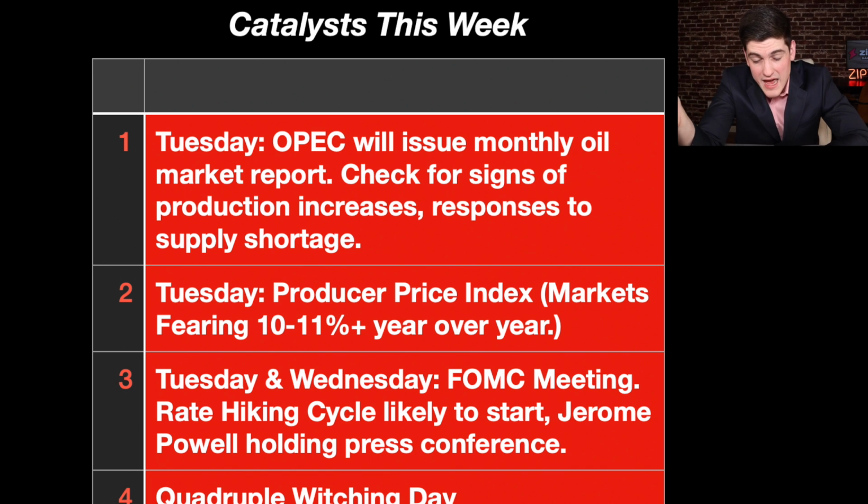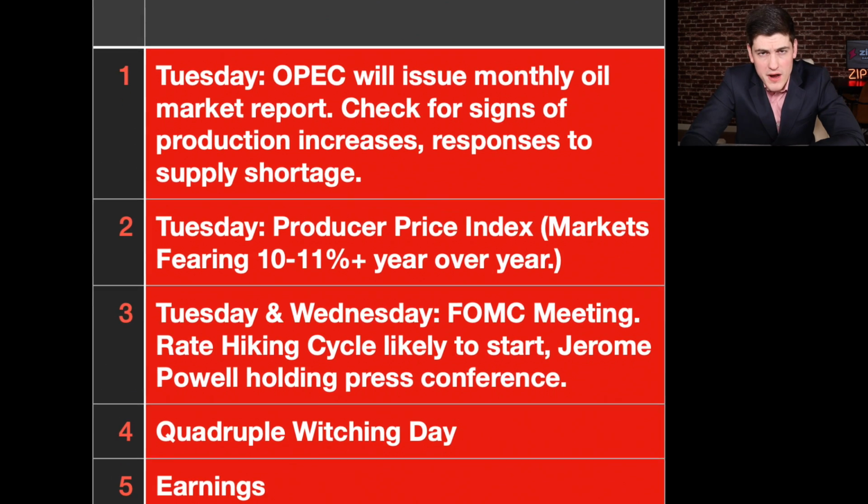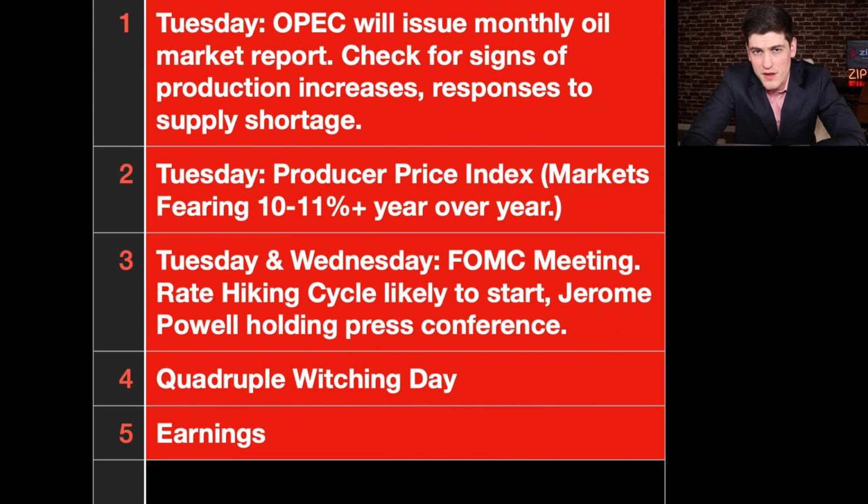Then you have Tuesday, the producer price index. Markets are fearing maybe 10-11% plus year over year. That would be very red hot and continuing a broader trend. I almost think that 10% might be a little bit lower than what people are expecting. Anything above that's going to be red hot. Tuesday and Wednesday are the much anticipated FOMC meeting. The rate hiking cycle is likely to start. Jerome Powell is going to be holding his press conference. A lot of volatility around that. And then on Friday, you have quadruple witching day, which tends to add a lot of volatility as well. So definitely going to be a very big week.